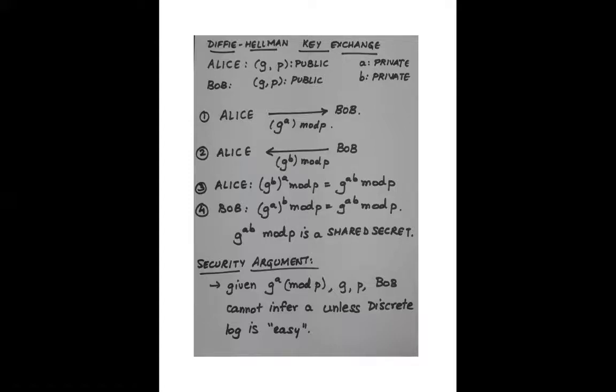Alice and Bob have these numbers G and P that are public, and in fact they are the same parameters for both Alice and Bob, as well as any other participant who wants to participate in this Diffie-Hellman key exchange.